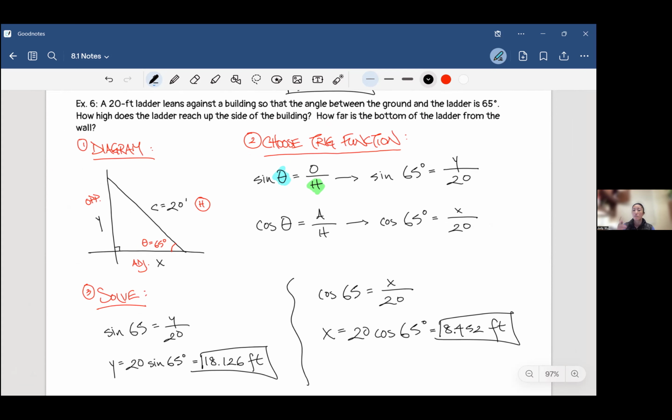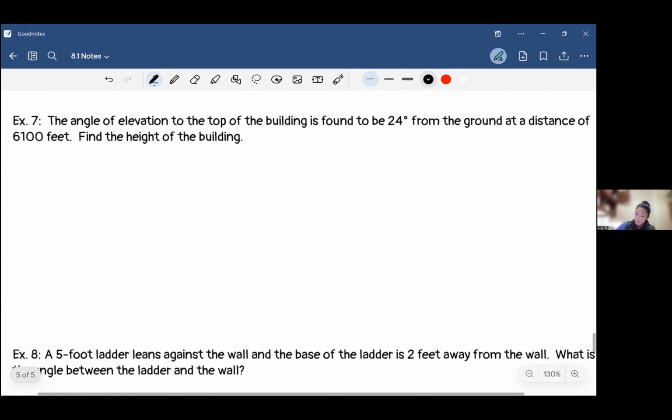Okay. And so let's get this question all on one page for ourselves. But the idea here is we're going to draw a diagram, we're going to choose a trig function, and then we're going to solve using algebra. Okay. Now, it is really important that you don't round until the end. Otherwise, the homework might tell you you're wrong, but you're not wrong. You just didn't round when they wanted you to round. Okay. All right, let's take a look at example number 7.